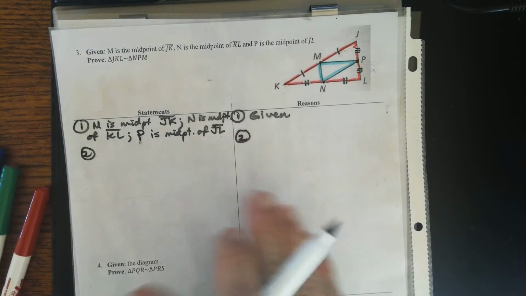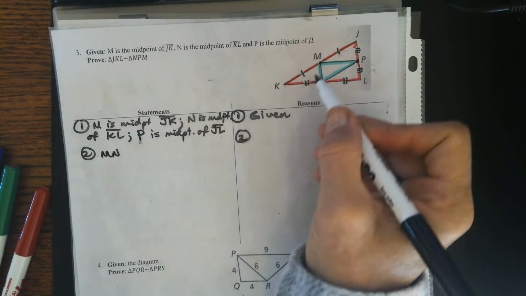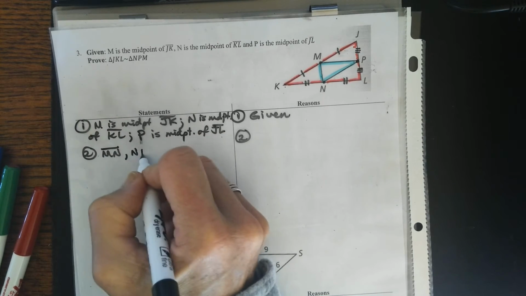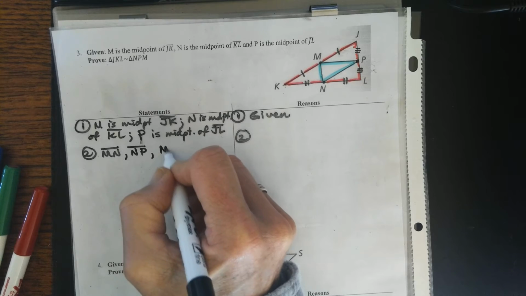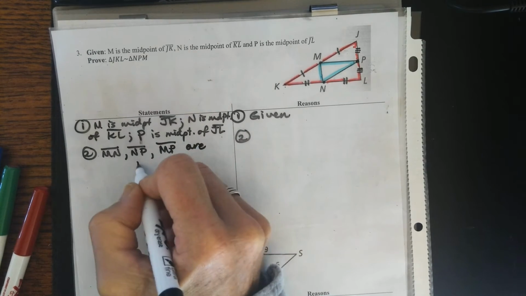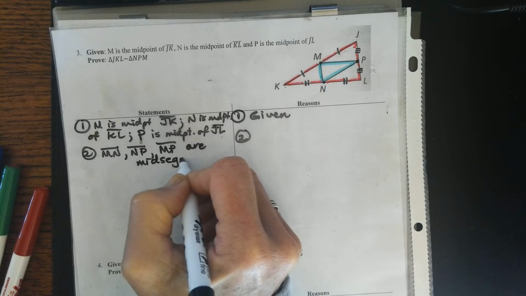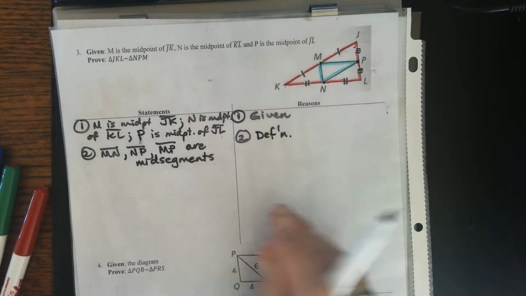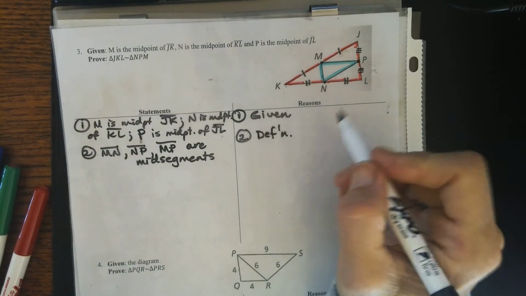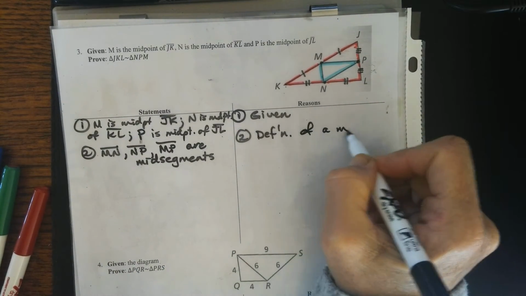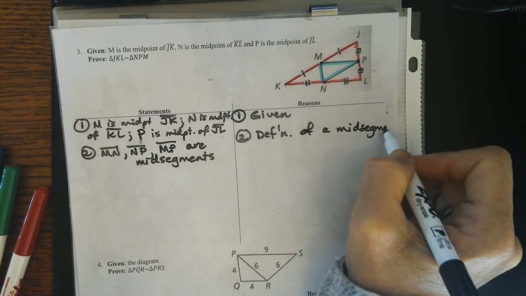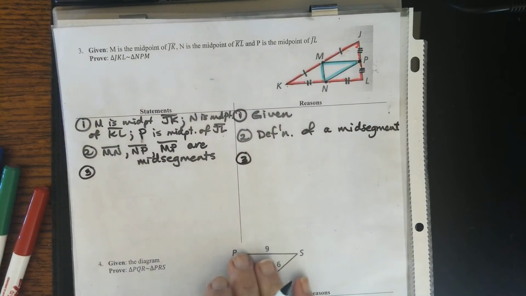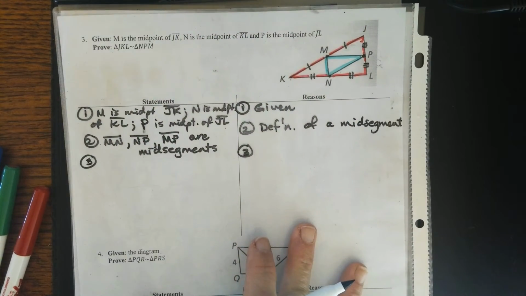Now, the first thing I'm going to do is say what I got with those markings. So MN, NP, those segments are what we call mid-segments. And that was a definition we did earlier. And so if we use that definition, then that gives us other things. So definition of a mid-segment. Number 3. So just follow along. We haven't stepped all the way through it, but that's okay.